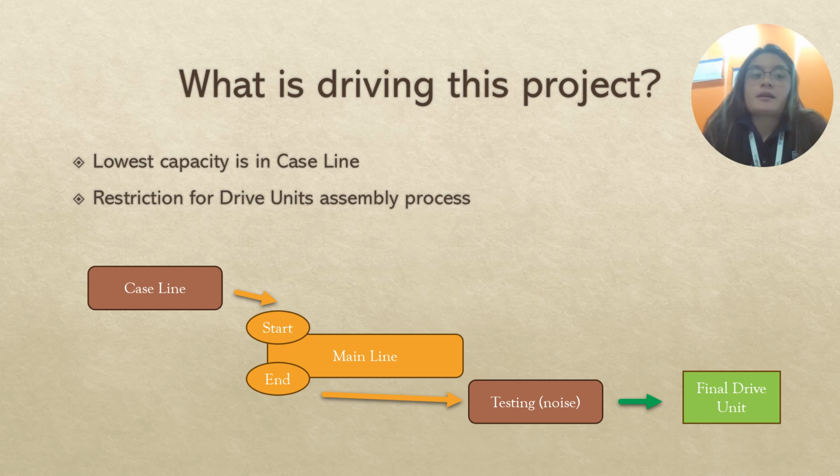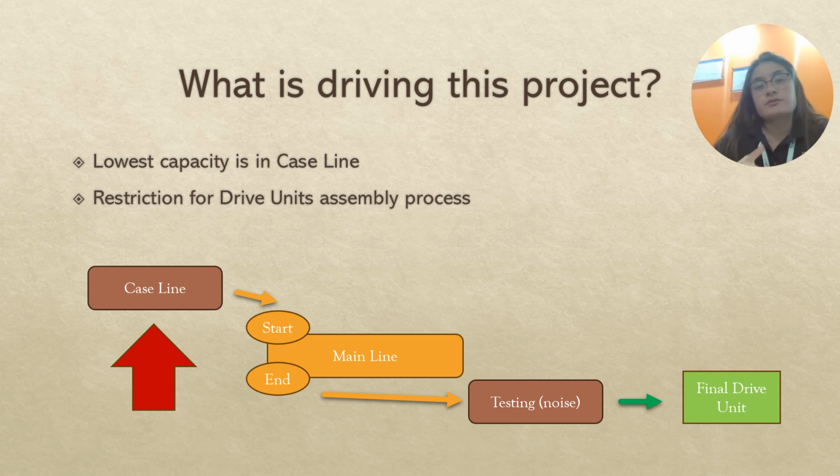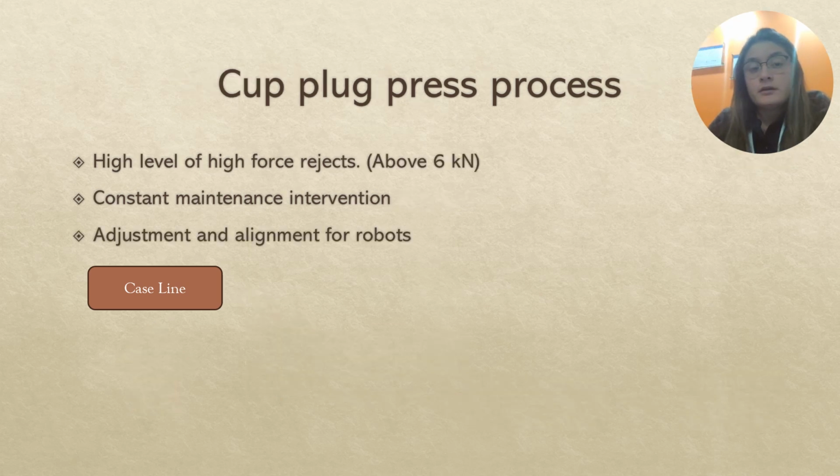But our current restriction is the case line, as we can see here, because it has the lowest capacity compared to any other process that we have on the plant. This is why we want to review this restriction and what is the bottleneck happening in here. So in our process, the cold plug press process is reflected as the bottleneck of the case line.